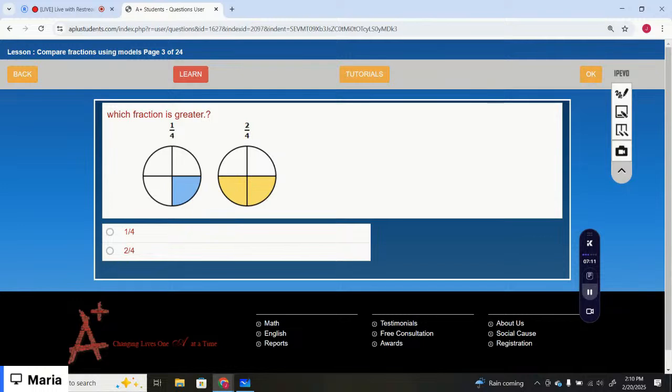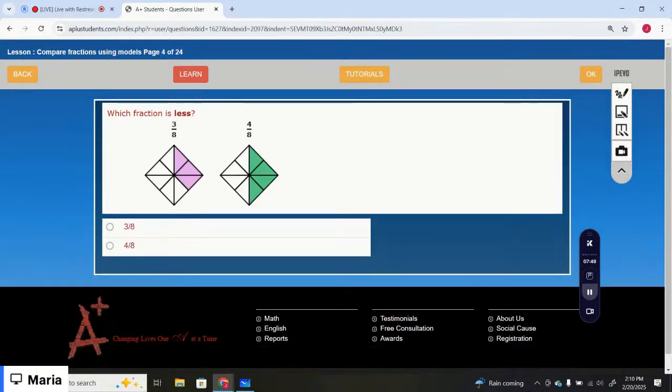Which fraction is greater? 1 by 4 or 2 by 4. So the greater one is 2 by 4. The one that has more portion colored is greater. So the greater one is 2 by 4, right? No one is answering. Why is that difficult?